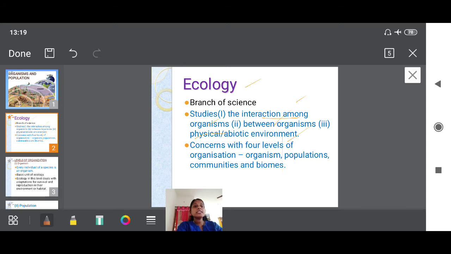Now, ecology is of 4 levels. How many levels are there? 4 levels. So what are the 4 levels? The first level is organism, the second level is population, the third level is communities, and the fourth level is biome. That is what we are going to discuss. I will just tell in short.